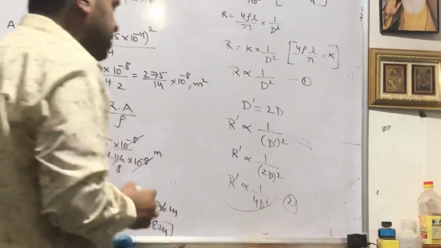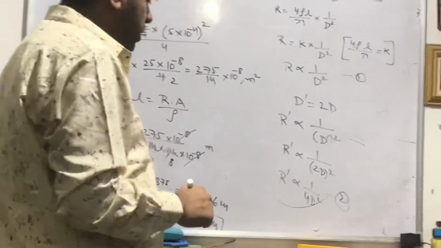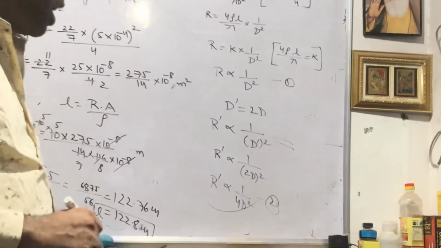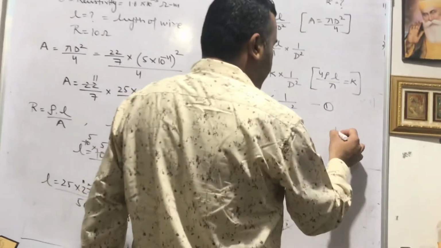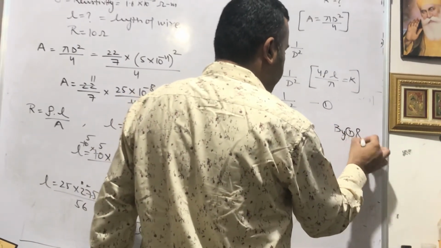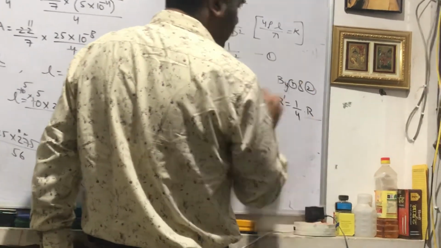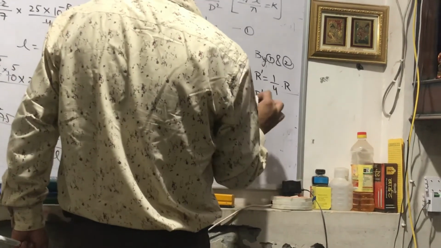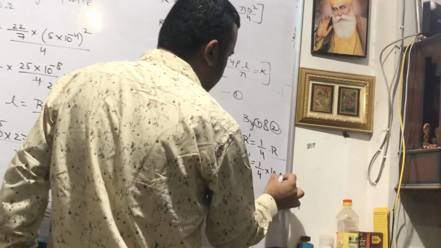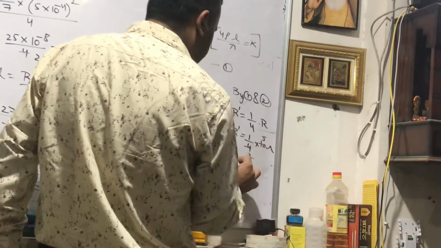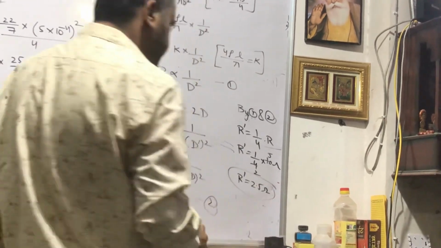We have two equations with us. Equation number 1 is R is proportional to 1 by d square, and equation number 2 is R dash is proportional to 1 by 4 d square. So if you compare these two, you will get R dash is 1 by 4th of the previous one. And you know what was the previous resistance given to us? It was 10 ohm. So write down 10 here. It means the new resistance is 2.5 ohm.